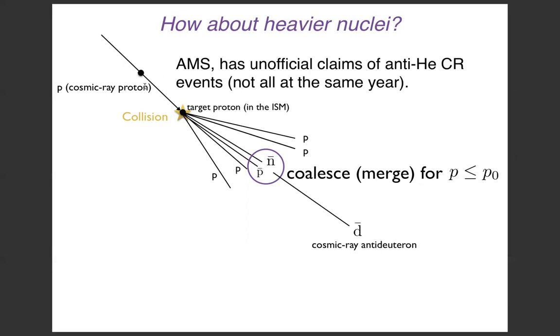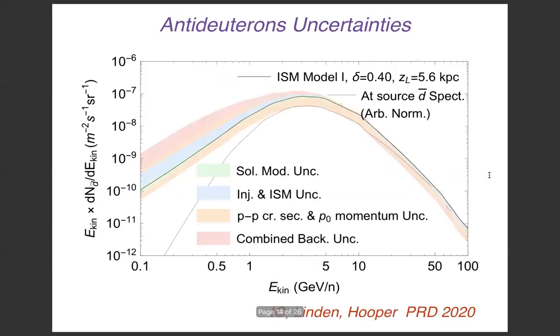You basically, again, have some primary high energy cosmic ray proton having a hard inelastic collision, with enough energy to produce both an antiproton and an antineutron, which can then coalesce, merging into an antideuteron. In order for them to coalesce, their relative momentum difference has to be smaller than some value, P0, which we refer to as the coalescence momentum. The exact value of that P0 is not very well measured, and it's a major source of uncertainty.